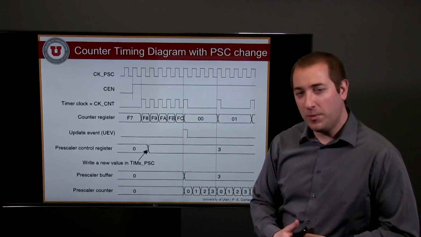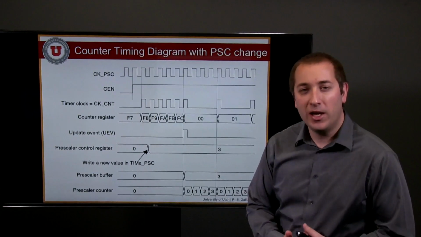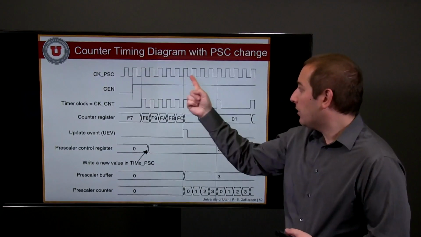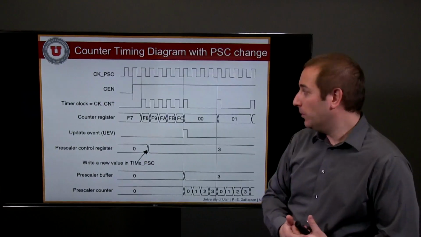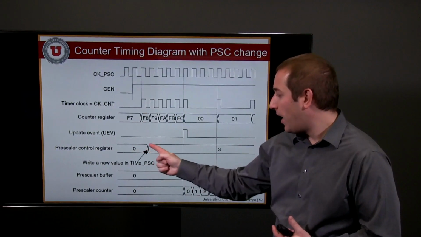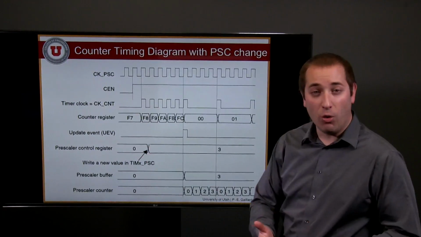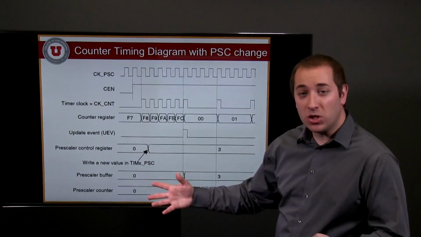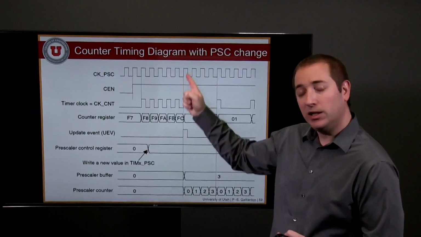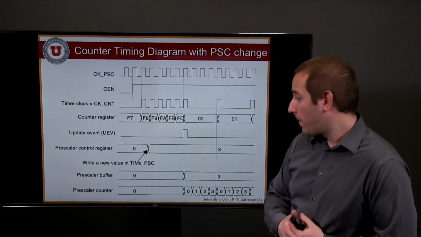Here's an illustration of the timing diagrams when you start playing with the prescaler change. Here's the main clock frequency for your system, and here's the timer clock. As you can see here, the prescaler value is set to 0, which means that no division is performed on our clock. So the timer clock follows exactly the input clock value.